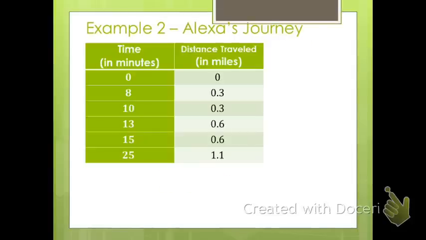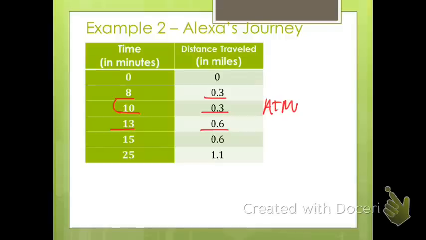So here's a chart that kind of shows what she did. In the first 8 minutes, she went 0.3 miles, 3/10 of a mile. This part of the journey, between 8 and 10 minutes, she didn't go any further because she was at the ATM. This is where she was at the ATM. And then she went another 3/10 of a mile in the next 3 minutes. So from 10 to 13 minutes, she traveled some more.